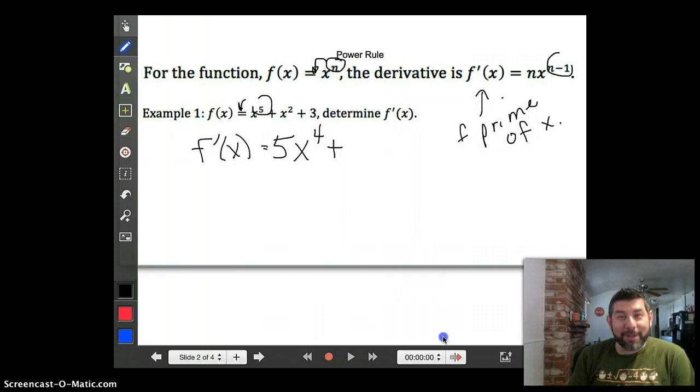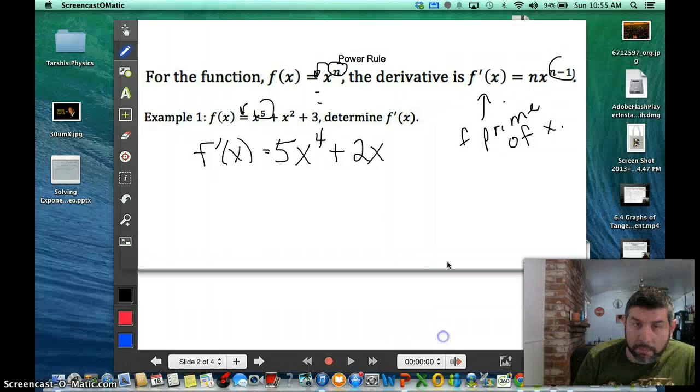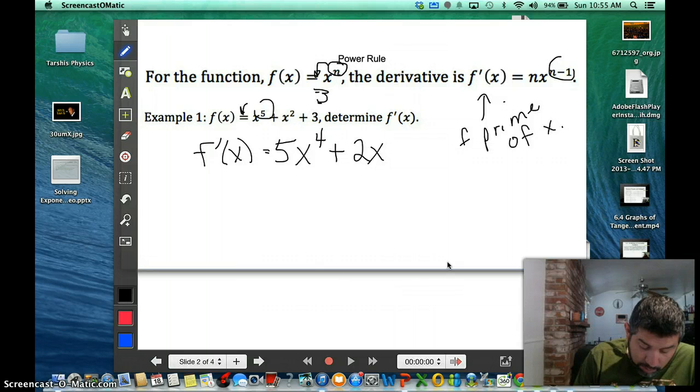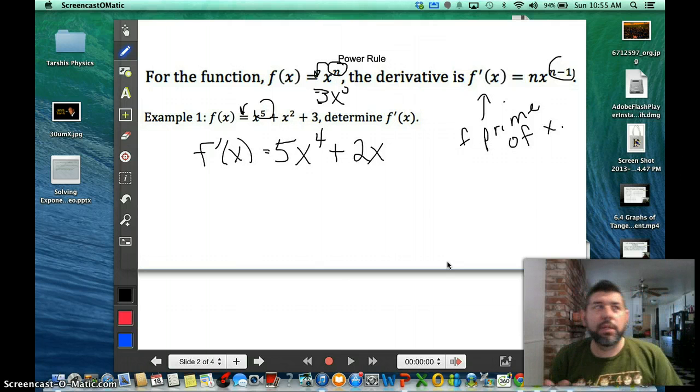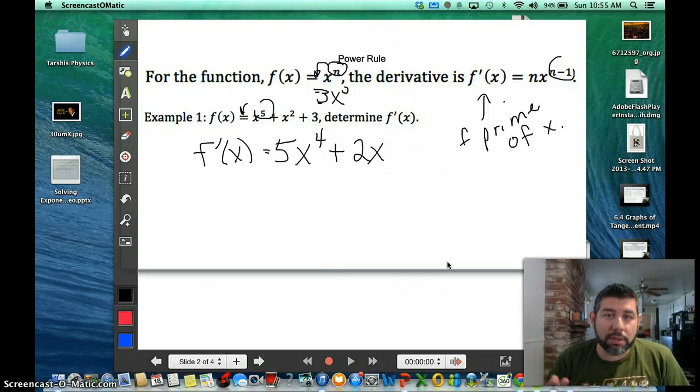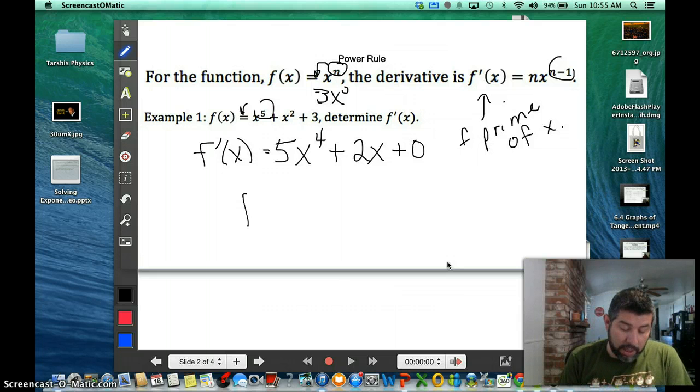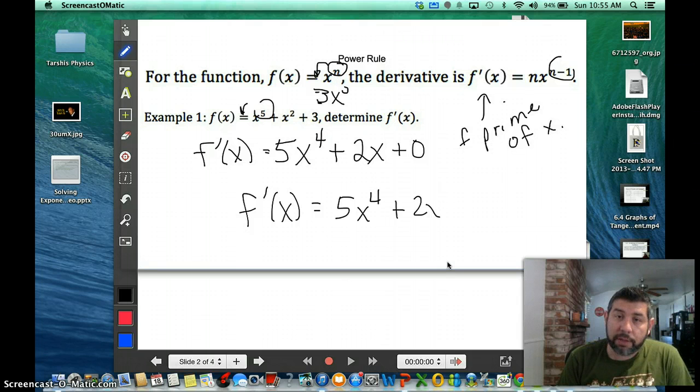Plus 2x, and we subtract 1, so that would be to the 1 power. And then for the 3, it's 3x to the 0. If I bring the 0 down, I have 0 times x to the negative 1. That doesn't really make much sense, but 0 times anything is just 0. So the derivative of a constant is always 0. So we have plus 0. We don't really need to put the plus 0 there, but we do anyway. So that's our derivative. We'll write it out as f prime of x is equal to 5x to the fourth plus 2x. And there's our derivative. Let's take a look at another one.